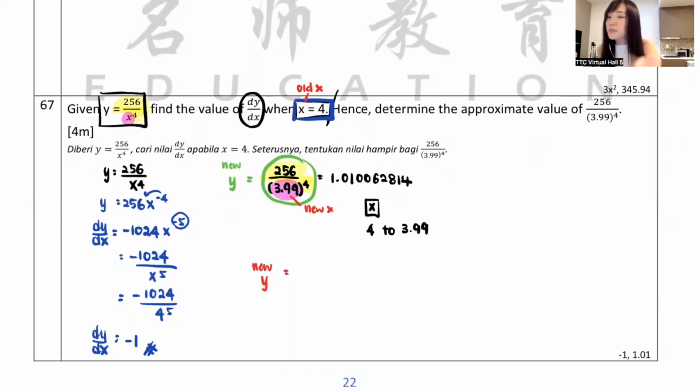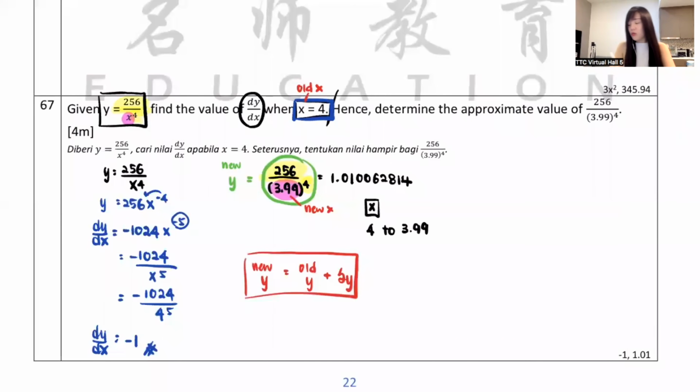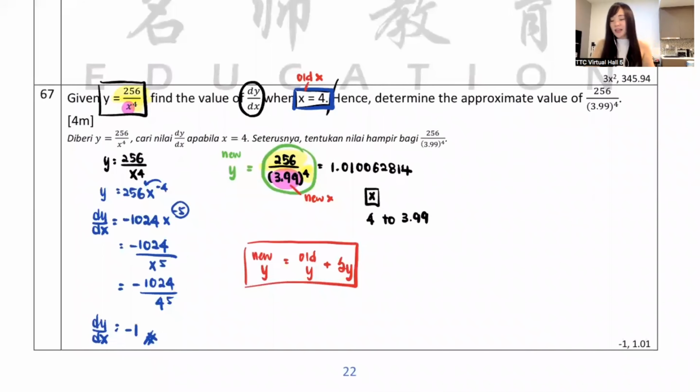Can anyone tell me, for those my students, new Y is equivalent to? New Y is equivalent to? No one remembers? New Y is equivalent to? Very good, Ethan. OY plus delta Y. For those who are thinking, teacher, why, my dear, you will understand. See, let's say last time your MX got 40 marks, now you increase 0.1 marks. Easily your new result is 40.1 marks.